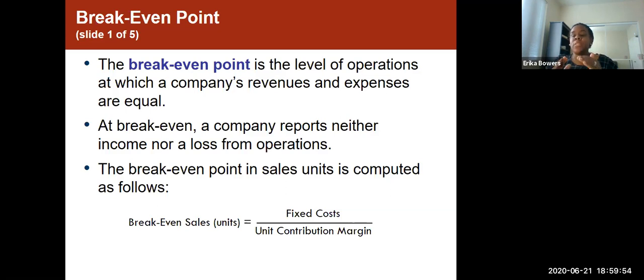Our break-even amount in unit sales would be fixed cost divided by unit contribution margin. This will tell me how many units we must sell in order to break even. Companies may use this to assign targets to different stores: this is how many units you need to sell at this store, and this is how many units you need to sell at that one, in order to determine break even, as well as target profit, which we're going to see in just a second.